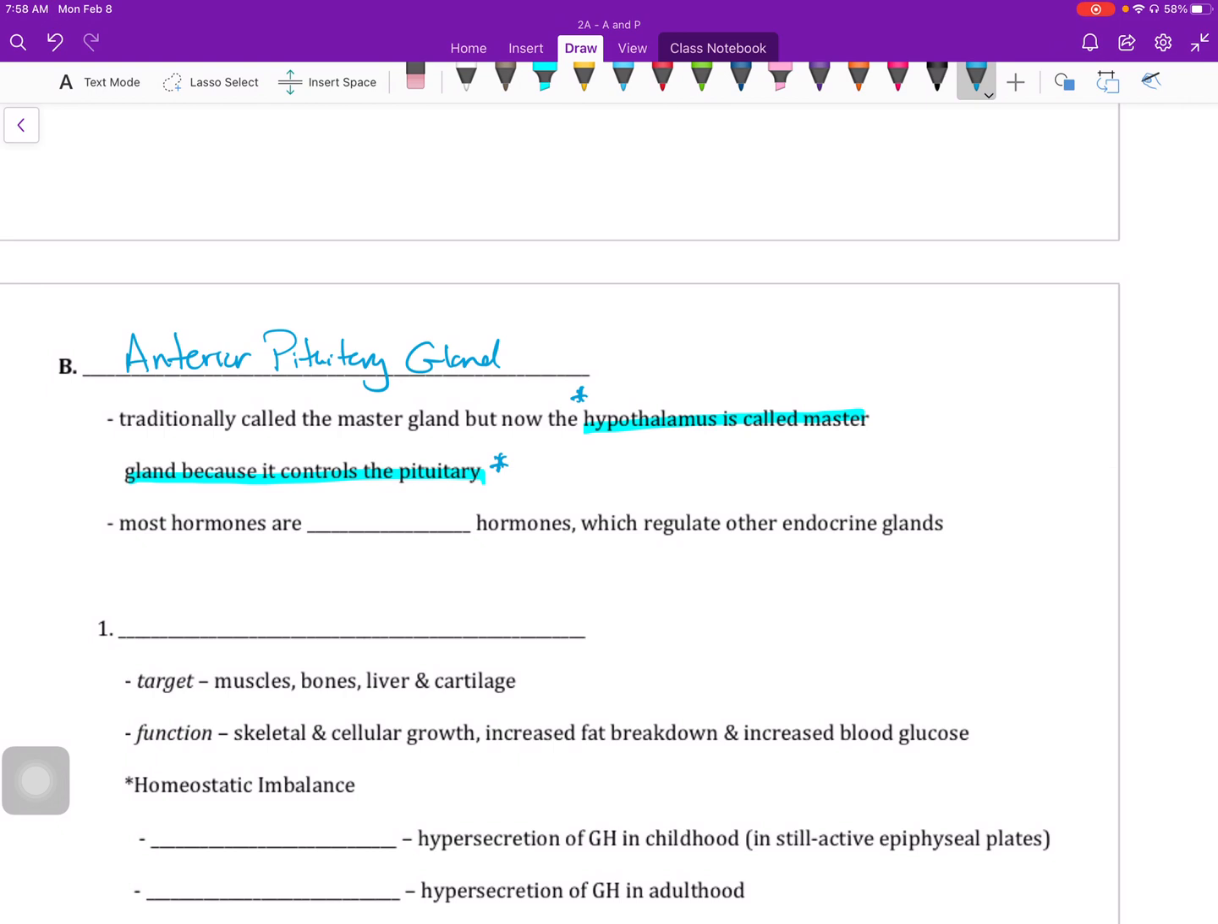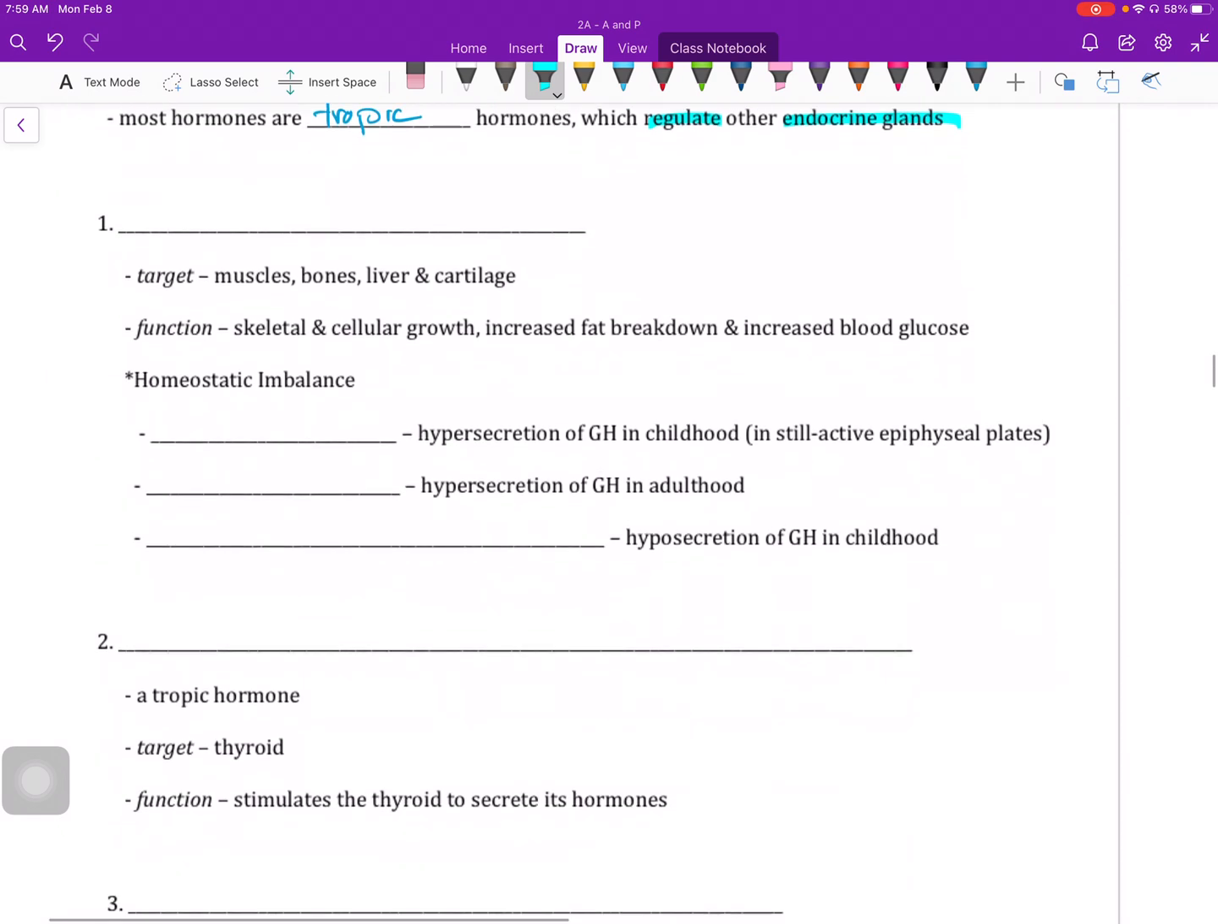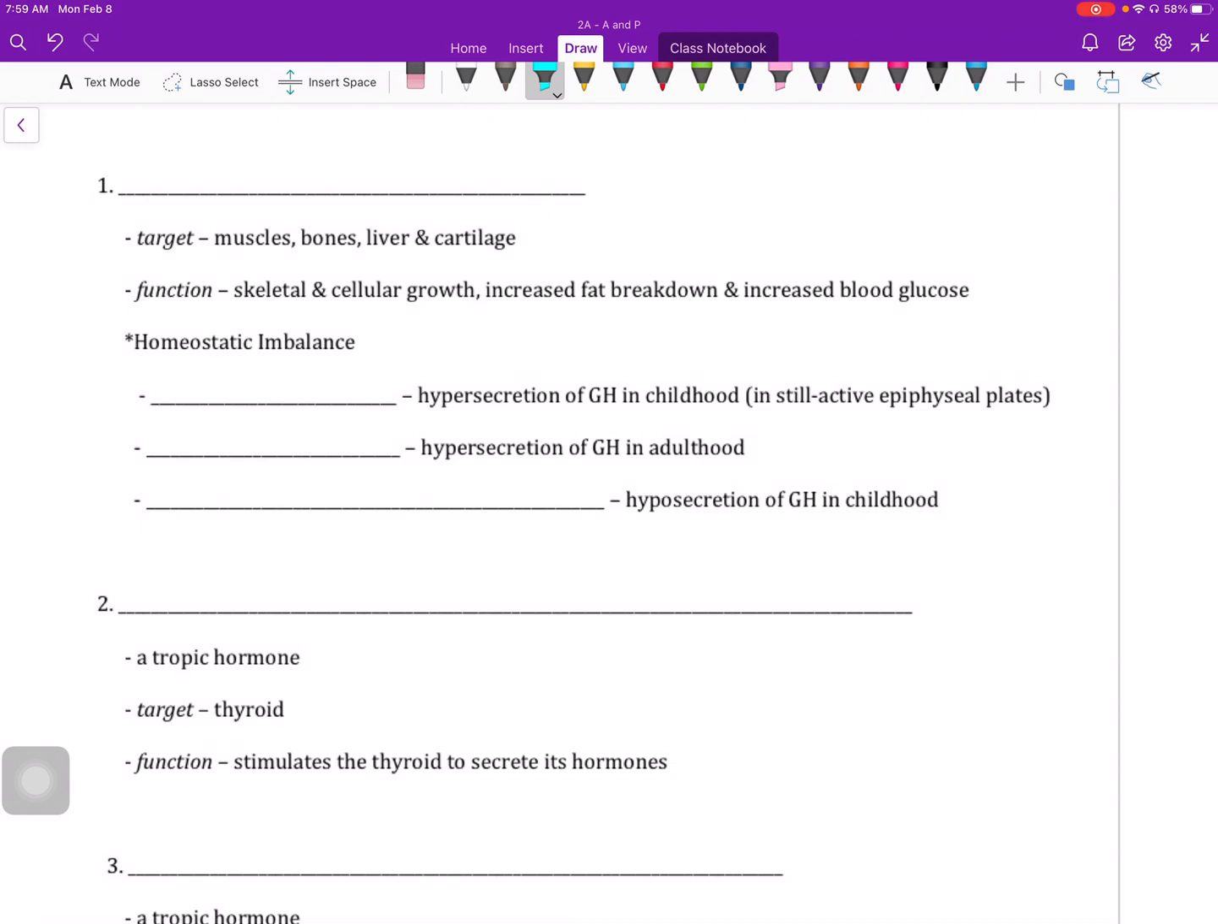Most of the hormones produced by the anterior pituitary are what we've referred to as tropic hormones. They regulate other endocrine glands. It's that boss-employee relationship that I talked about in the first video. All right, so let's take a look at the hormones. First hormone produced is called growth hormone. All right, the target: muscles, bones, liver, and cartilage.